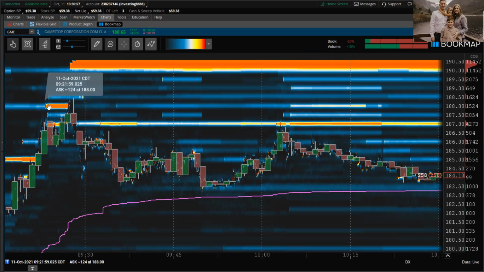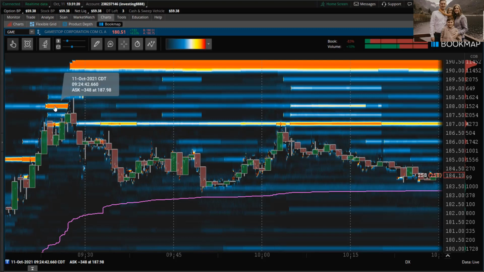What do we have here? As you can see, we go from black to blue to white to yellow to orange to red. And of course, the more we get to that red, the thicker and larger the amount of orders at that area, telling us that this is going to be a significant level.